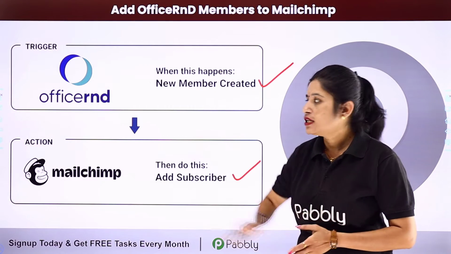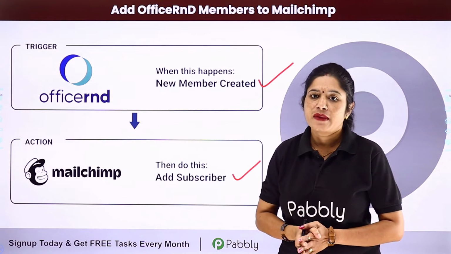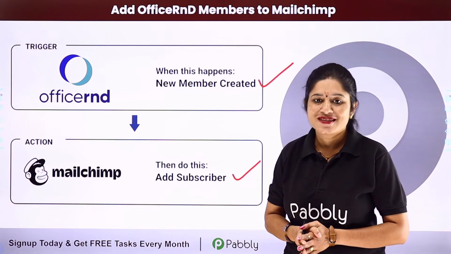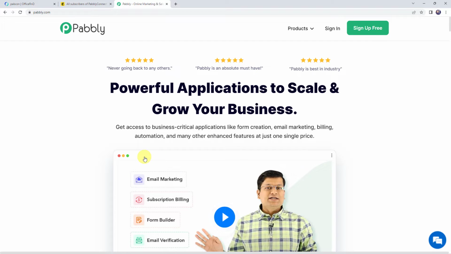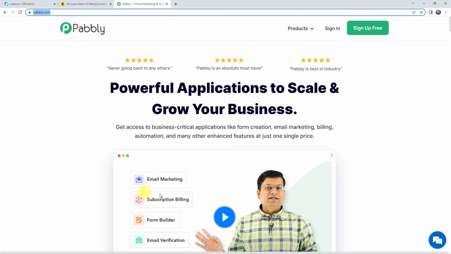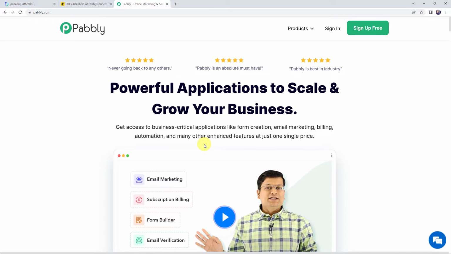So how can you integrate both these software applications using Pabbly Connect? For that, you need to come to my screen. To add OfficeRnD members to Mailchimp, first we need to log into Pabbly, pabbly.com. This is the website of Pabbly. Now here we can find two options, sign in and sign up free.